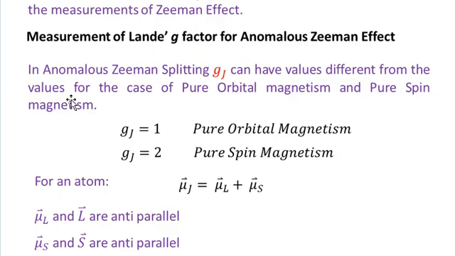So in the anomalous Zeeman effect, the splitting gJ, that is the total Lande g factor, can have values different from the values for the case of the pure orbital magnetism and for the case of the pure spin magnetism. You know that gL is equal to 1 for the pure orbital magnetism, and gS has a value equal to 2 for the pure spin magnetism. These are what I have also discussed in one of the previous lectures.